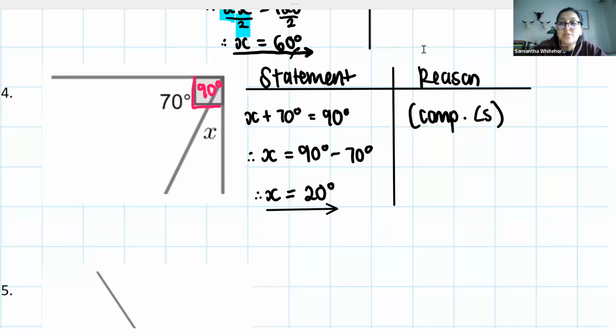Wandelia, I'm not too sure what you mean. Complementary in maths, especially in geometry, means add up to 90. So that's why they're complementary angles.